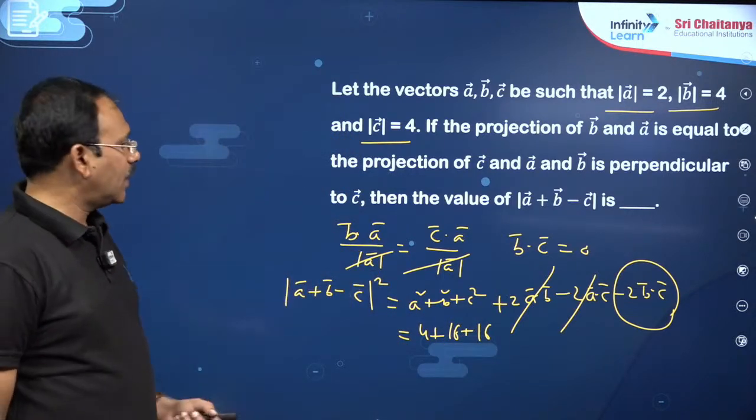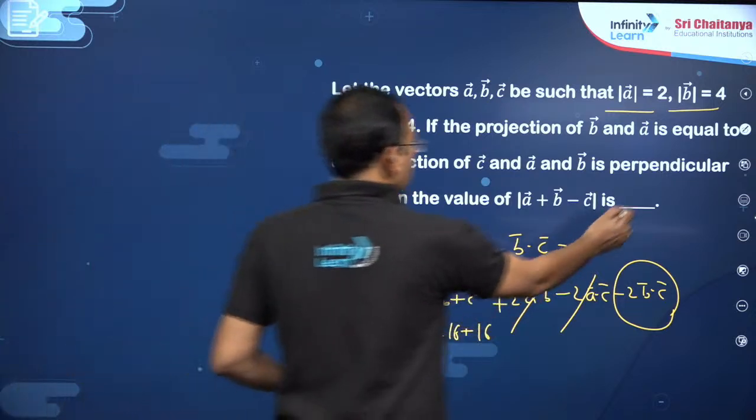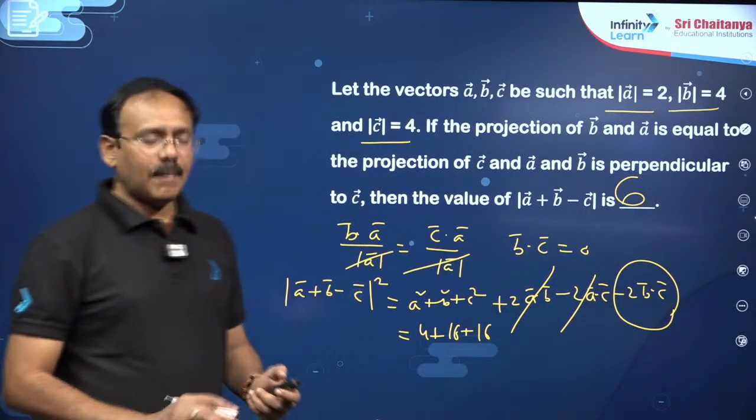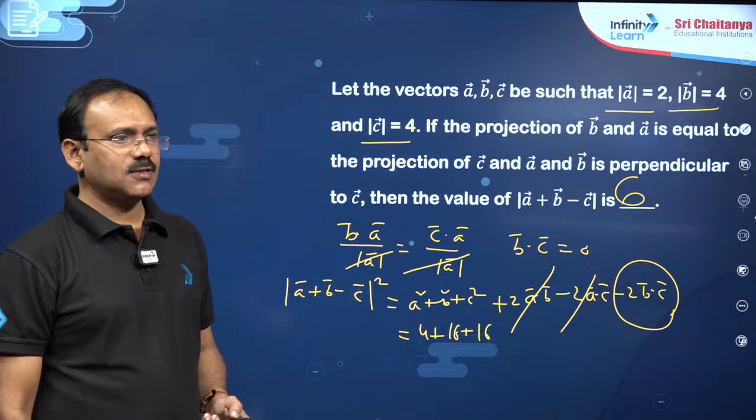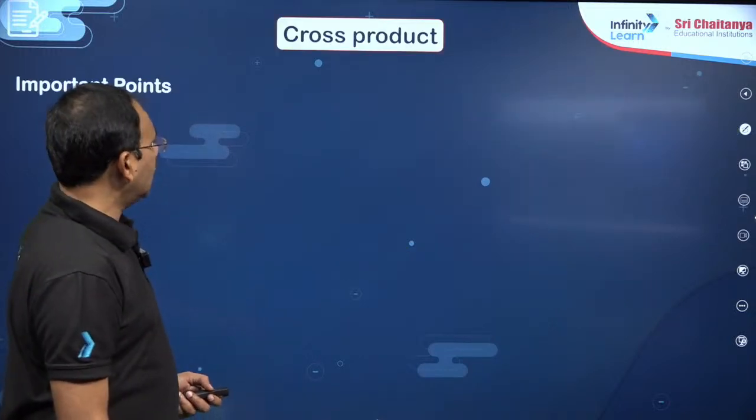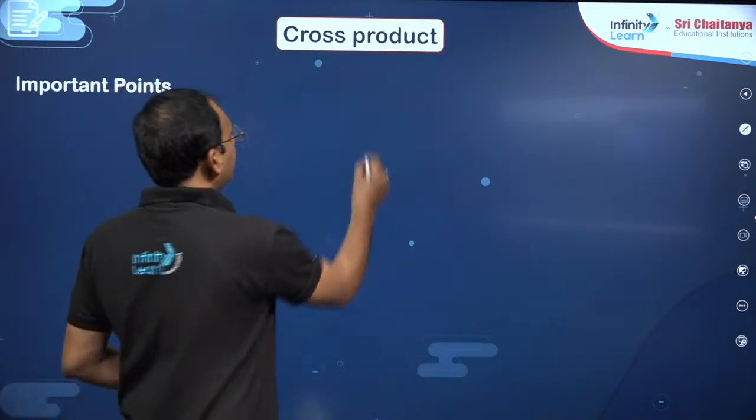So, the square root will become 6, my dear friends. This is going to be 6. It is just a matter of applying the dot product concept, dear students. Okay. Next, cross product related, simple, my dear friends.